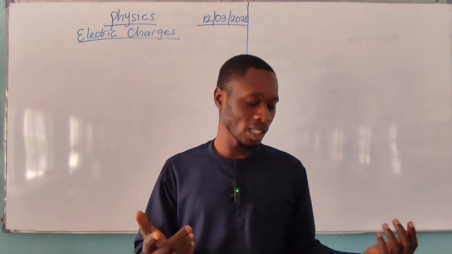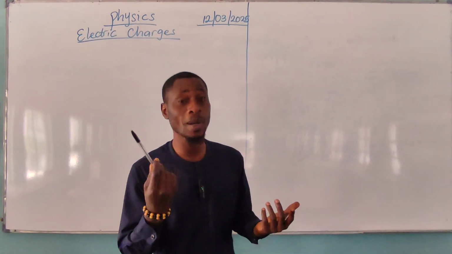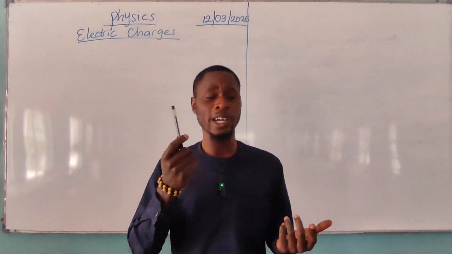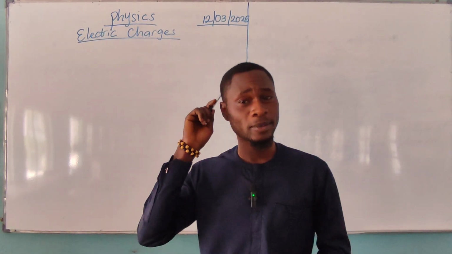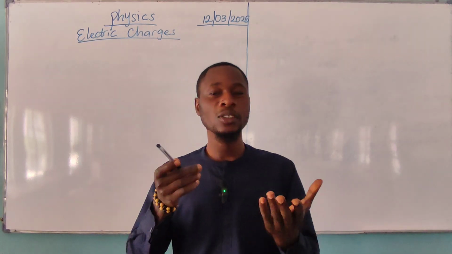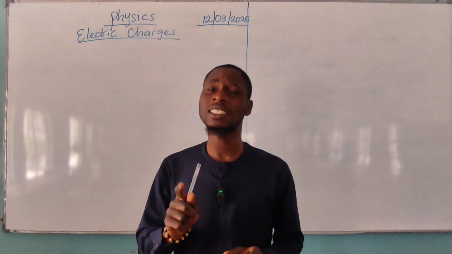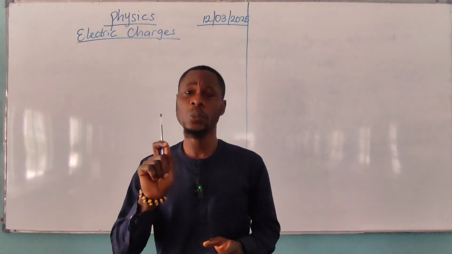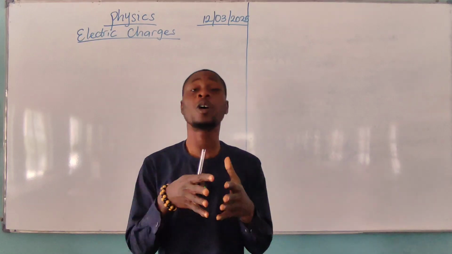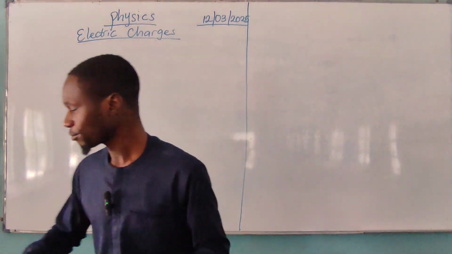Now, the first one is when you have your normal biro that's made of plastic, just like what I'm having here. When you rub this biro vigorously on your hair for a longer period of time, and then bring it closer to a small piece of paper, you tend to notice that the biro will attract the small piece of paper, even without coming in contact with it. Now, just watch what I'm about to do.